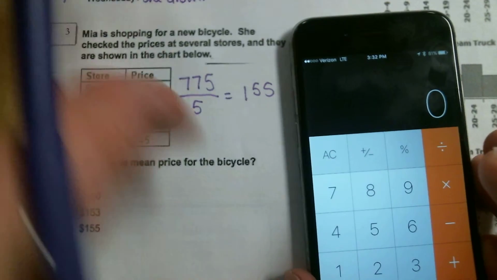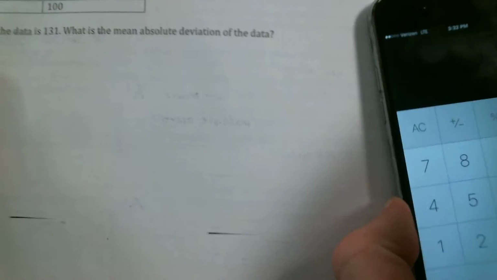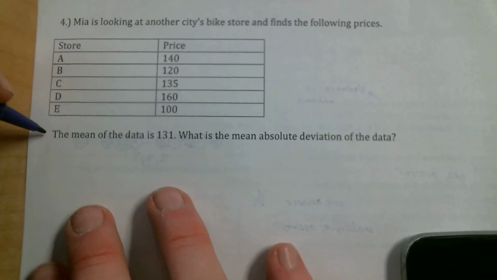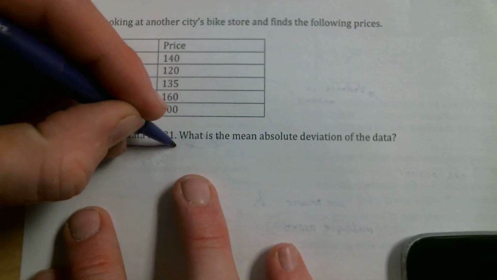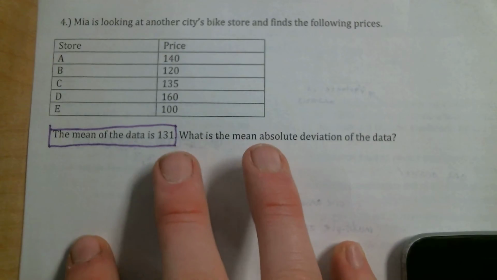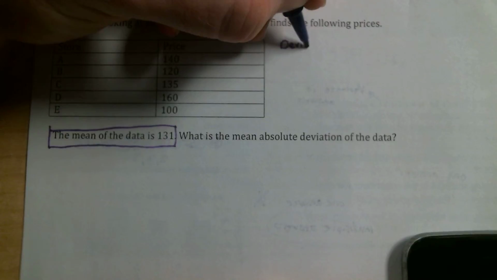Moving right along, let's go to the last problem, the biggest problem, and one of the most important ones based on what we learned last week. So here it asks us to find the mean absolute deviation of the data, and keep in mind, it already tells us the mean of the data. So we actually have to find the deviation from the mean, right? How much they differ from the mean. So here I'm going to say my deviation column.